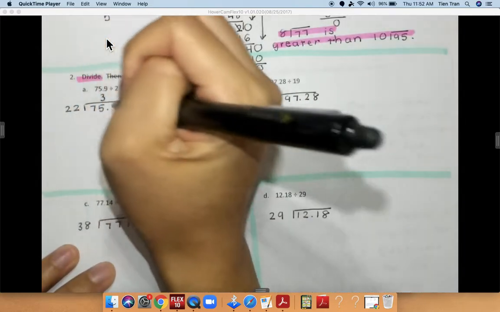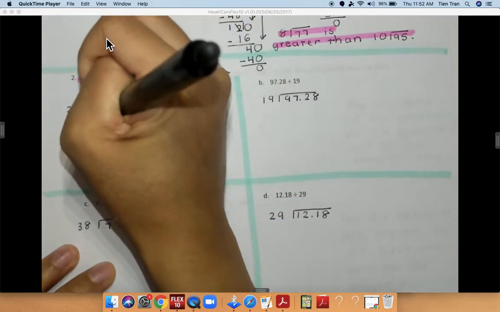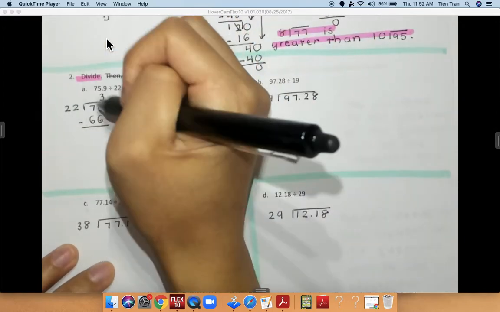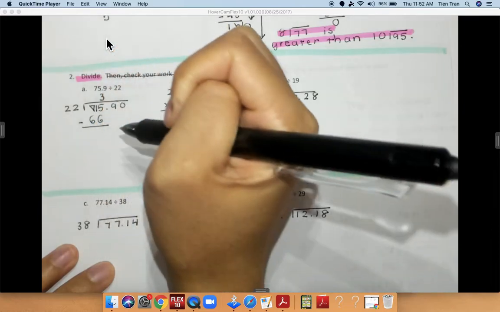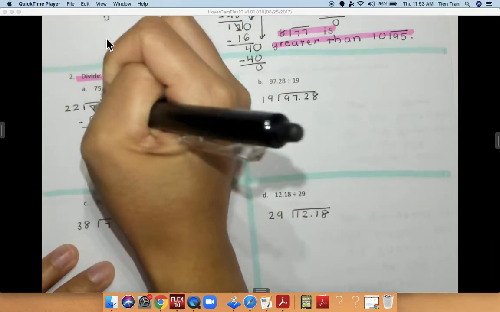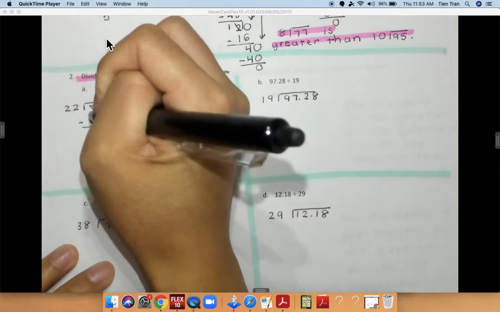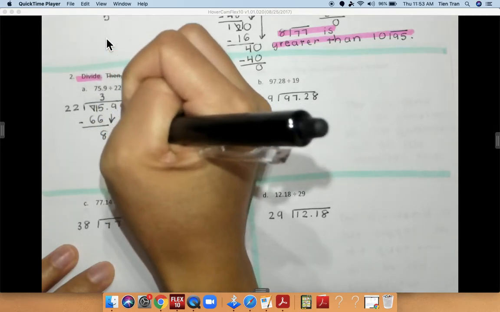So I'm going to write down 66 and subtract. I cannot subtract 5 minus 6, so I'm going to regroup. 15 minus 6 is equal to 8. 7 changes to a 6. 6 minus 6 is equal to 0. I don't need to write that.